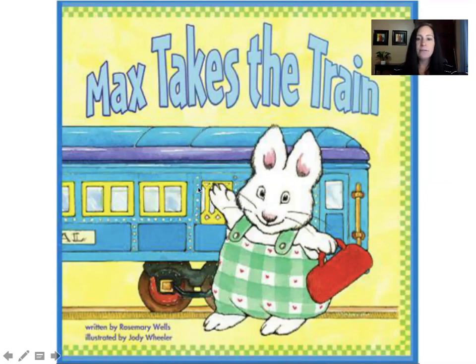I'm looking at the front cover. Do you see anything on the front cover that you know? I do too. I see a train. And I remember that a train is a type of transportation. I also see a bunny that has clothes on. And it looks like it's carrying a bag.